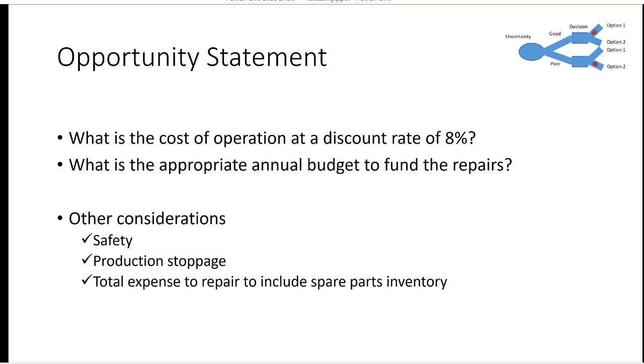So what is our opportunity statement following a decision quality process? The first question is, what is the cost of operation at a discount rate of 8%? And what is the appropriate annual budget to fund the repairs? We might look at some other considerations such as safety, production stoppage, or total expense of repair to include spare parts inventory. But we're not going to do that. We're just going to keep it simple today.